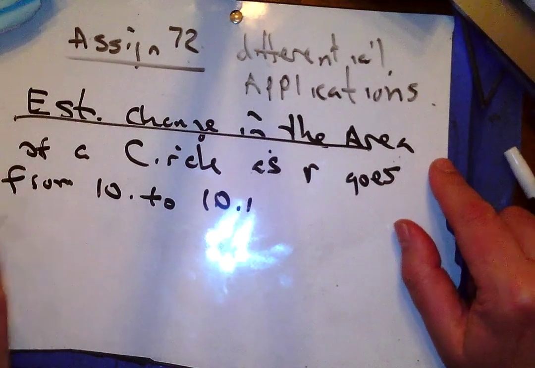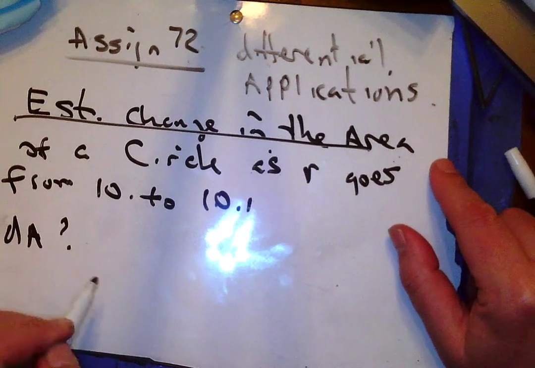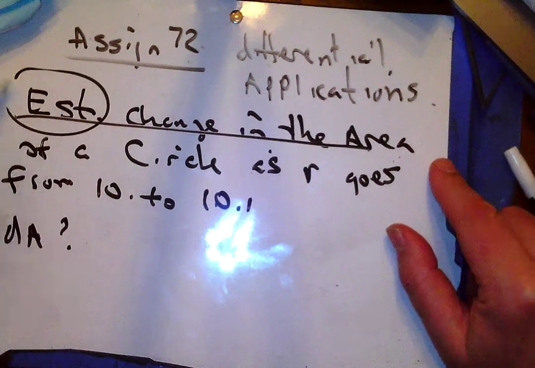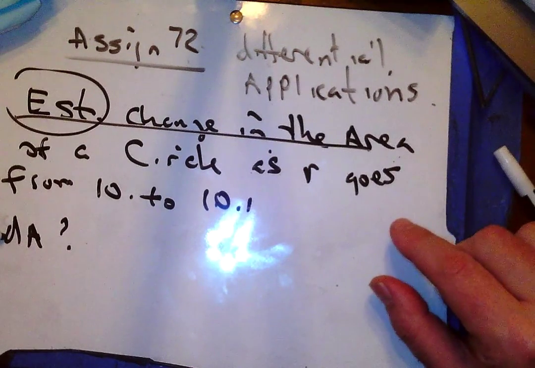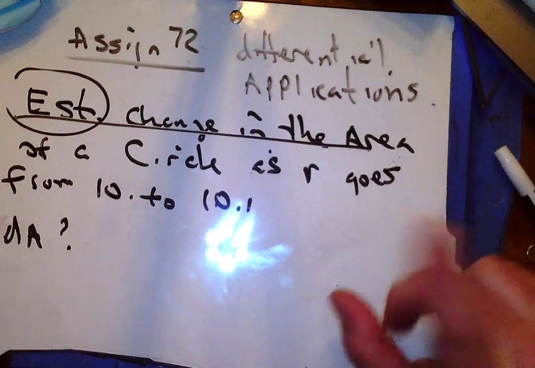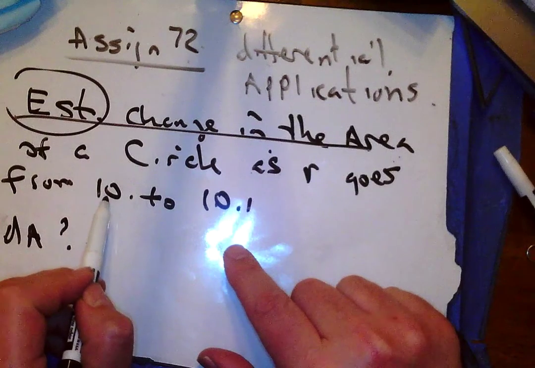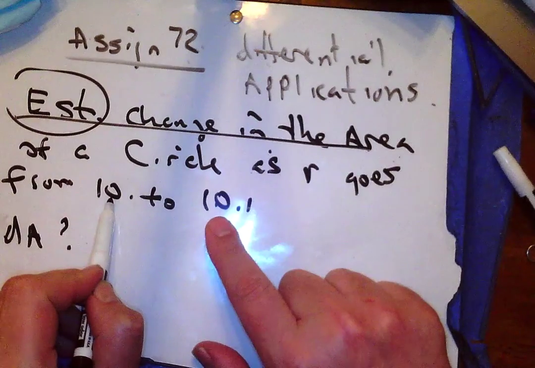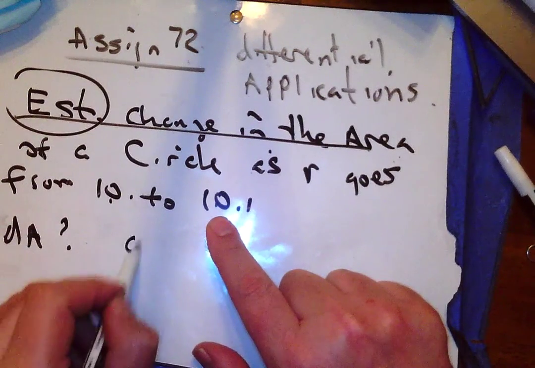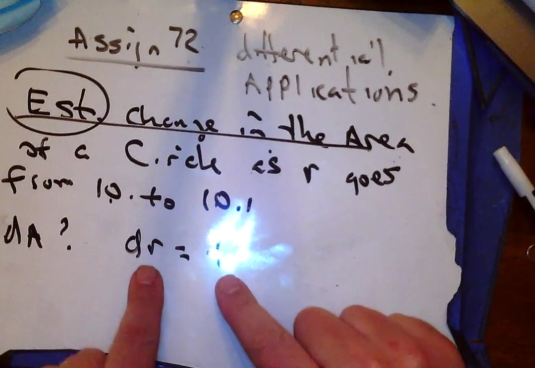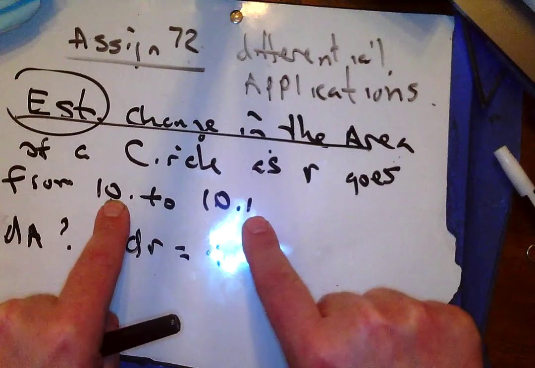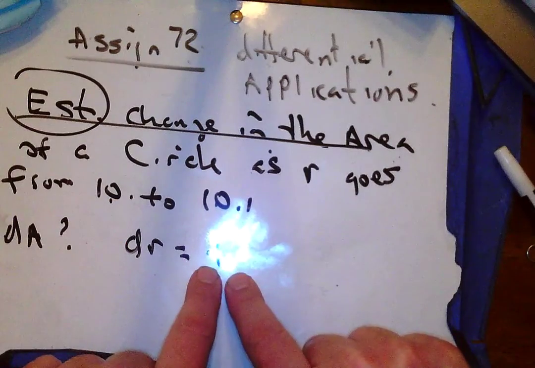Estimate the change in area. Find dA. Okay, it's an estimate. It's not the actual change. It's not delta A. It's our approximate change in A. And what do we have here? As radius goes from 10 to 10.1. So what that tells me is that dr is 0.1. The change in radius from here to here is 0.1.